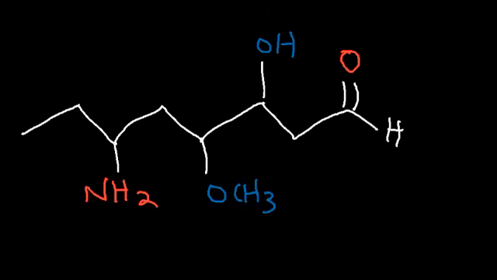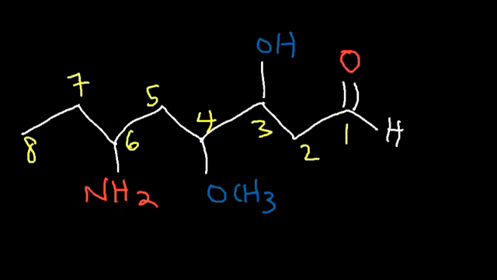Try this one. So we have an amine, an ether, an alcohol, and an aldehyde. Which group has the highest priority? It turns out the aldehyde. Groups that are always at the end, like aldehydes, esters, carboxylic acids, they typically have the highest priority compared to the groups that can exist in the middle, generally speaking.